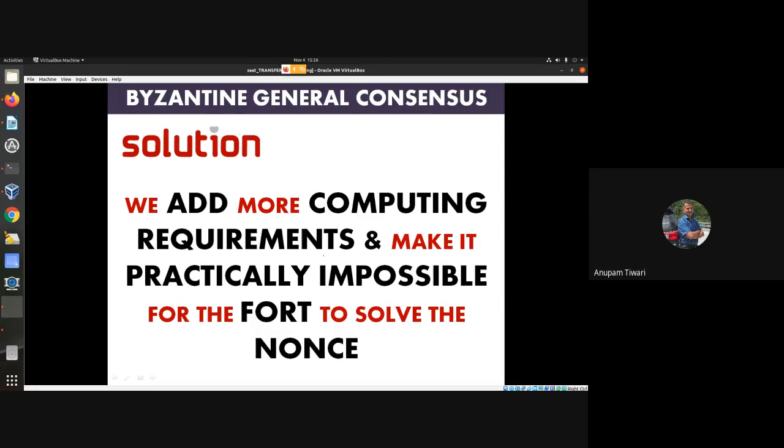To add to the difficulty, Army 1 says, now they also have a computational capability and can also find a nonce. So we will add more computing requirements. Instead of 7 zeros, we'll increase the difficulty level, because the more zeros required, the more difficult it is to find the nonce.